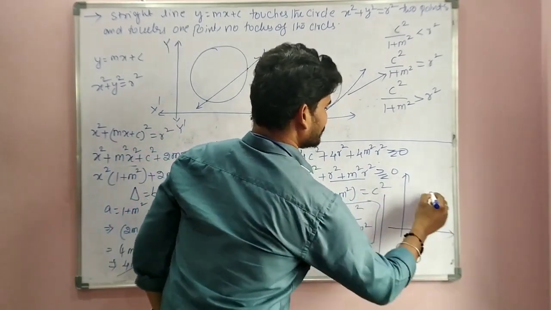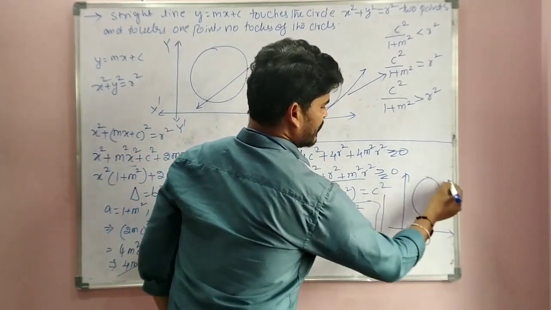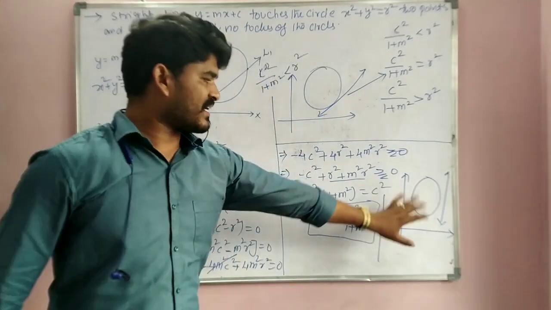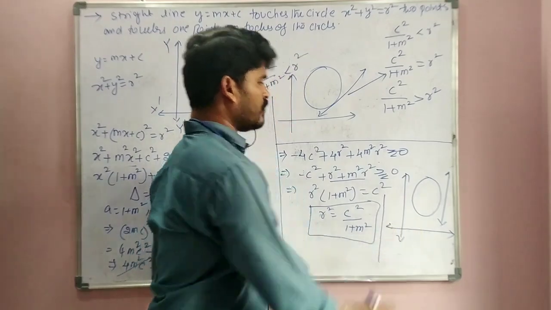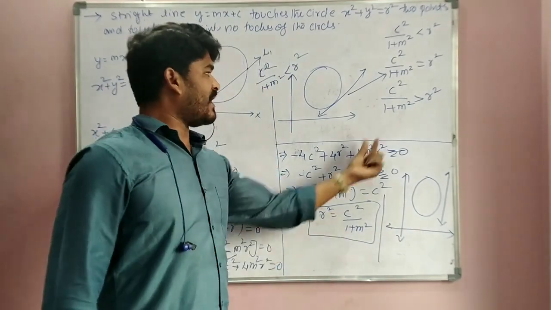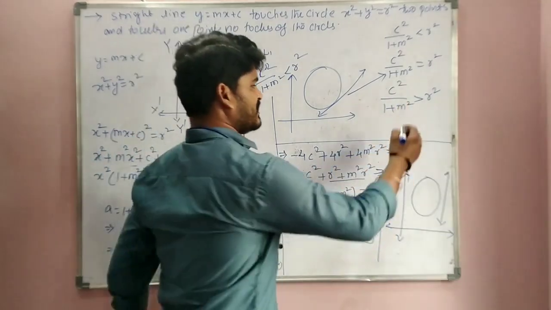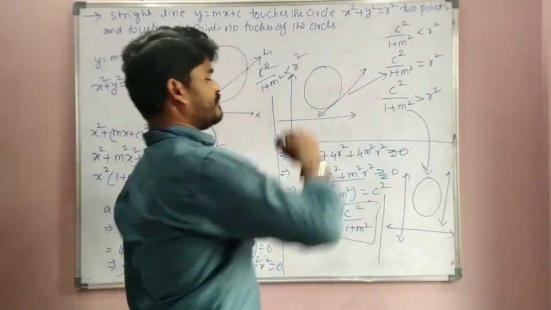Same way, this is the axis. This is a circle. The straight line does not touch the circle. So here c square divided by 1 plus m square is greater than r square. This condition is satisfied in this diagram.